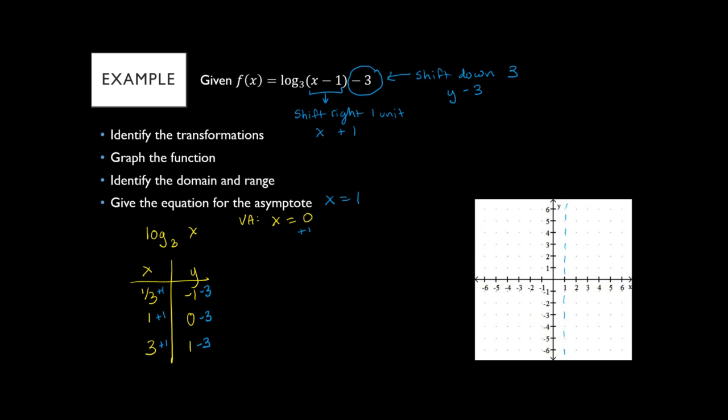So I'm going to fill in my table. I'm going to make a new table here based off of our transformations. So I need to add 1 to each x value, and I'm going to just use my calculator to put it in fraction form. I have 1 1/3, 2 and 4. And then the y values we're subtracting 3, so that gives me -4, -3, and -2.